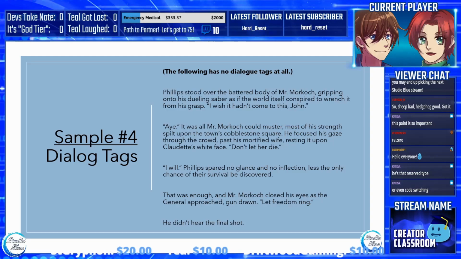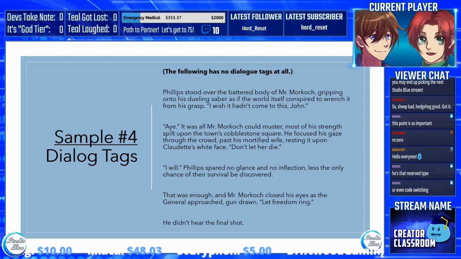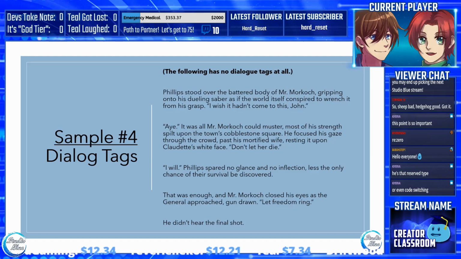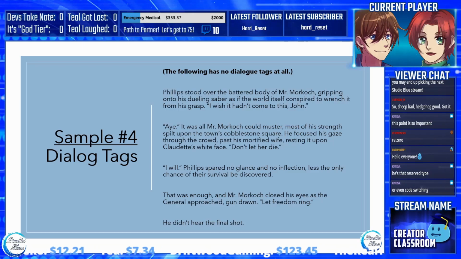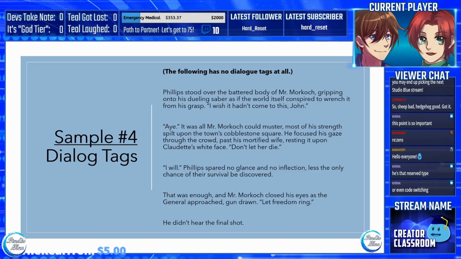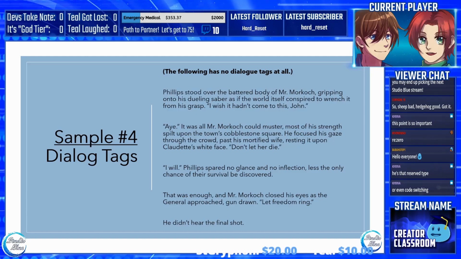Philip stood over the battered body of Mr. Moorcock, gripping onto his dueling saber as if the world itself conspired to wrench it from his grasp. I wish it hadn't come to this, John. It was all Mr. Moorcock could muster. Most of his strength spilt upon the town's cobblestone square. He focused his gaze through the crowd, past his mortified wife, resting it upon Claudette's white face. Don't let her die. I will. Philip spared no glance and no inflection, lest the only chance of their survival be discovered. That was enough. And Mr. Moorcock closed his eyes as a general approached, gun drawn. Let freedom ring. He didn't hear that final shot.